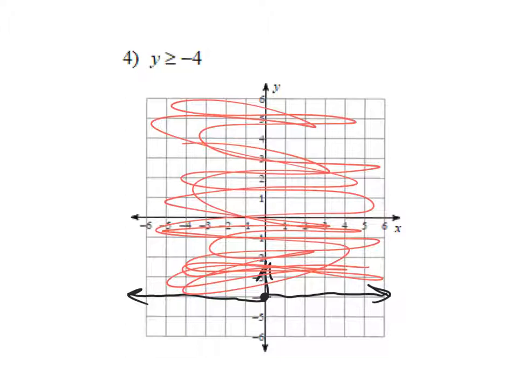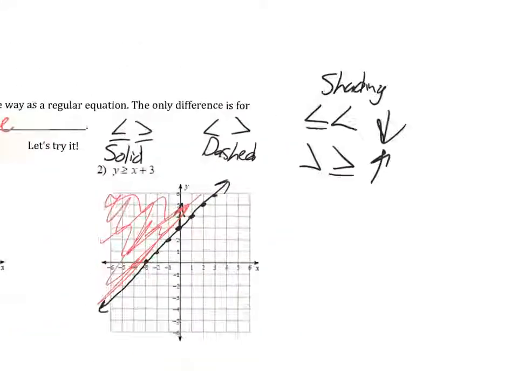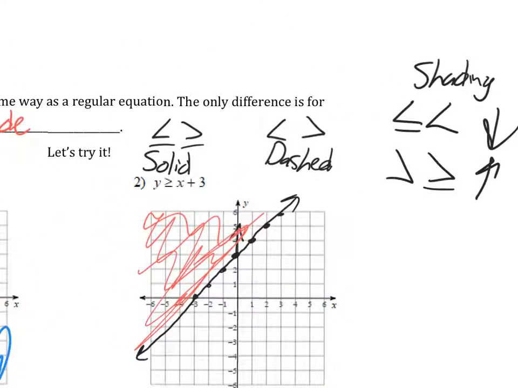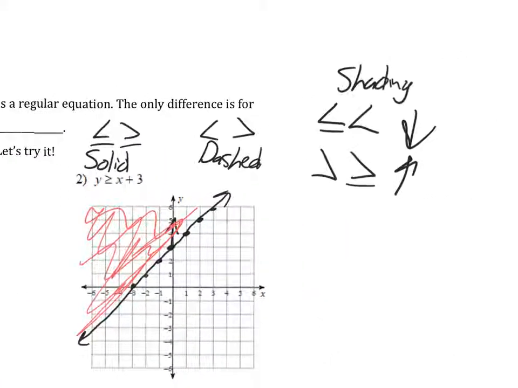Okay, so one last recap. If it is greater than or less than and equal to, then that means it is solid. If it is just greater than or less than, then it is dashed. If it's less than or less than and equal to, it is below the line. If it is greater than or greater than and equal to, it is above the line.